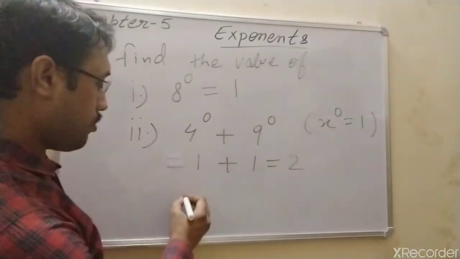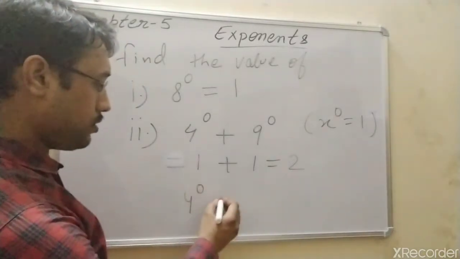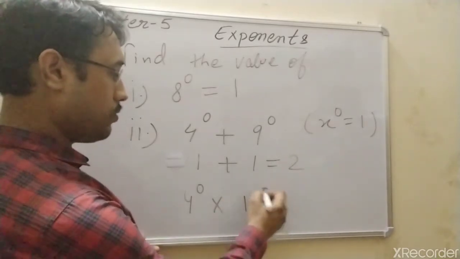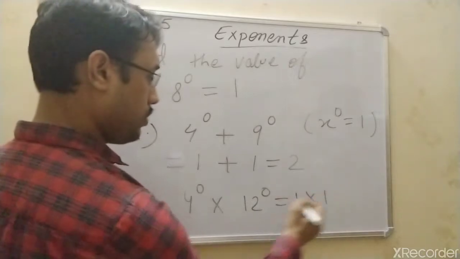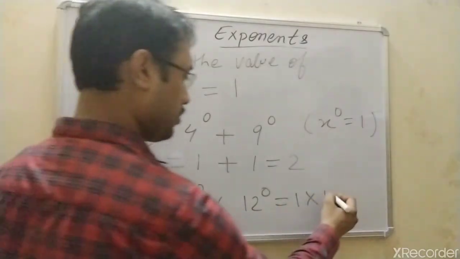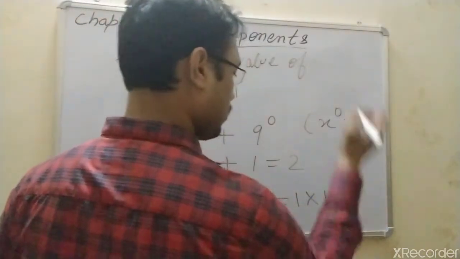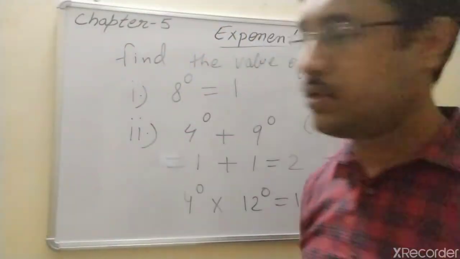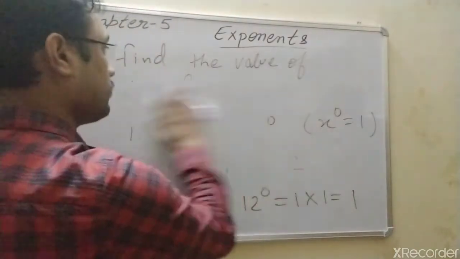Okay, same way if you are multiplying this number 4 to the power 0 into 12 to the power 0, then that is 1 into 1. Both the values is 1 and the result is 1 here. Okay students? Yes, now some simplification question is here.